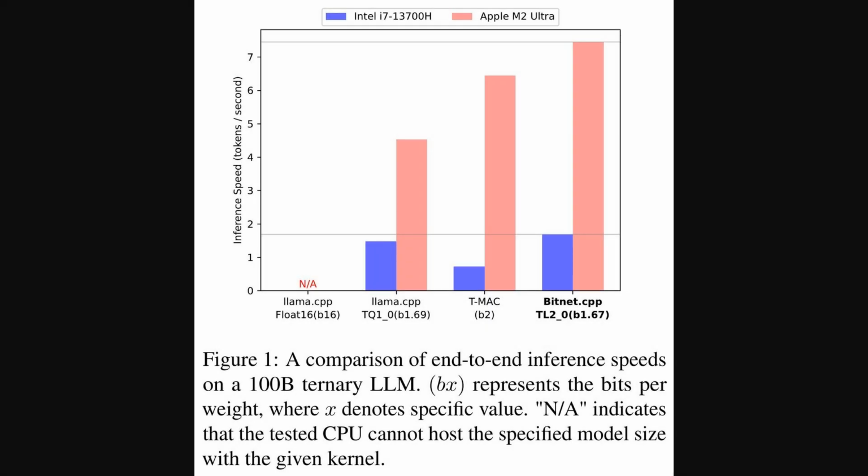Okay, so speaking of those speedups, let's take a look at Figure 1 here. This bar chart compares the end-to-end inference speeds for a really large 100 billion parameter ternary LLM. We're seeing results on 2 different CPUs, an Intel i7 in blue and an Apple M2 Ultra in pink. You can see different methods along the bottom like llama.cpp, T-MAC, and finally bitnet.cpp TL2_0, which uses only 1.67 bits per weight. The height shows tokens per second, and while bitnet.cpp clearly stands out, especially on the Apple chip, achieving over 7 tokens per second, significantly faster than the others.